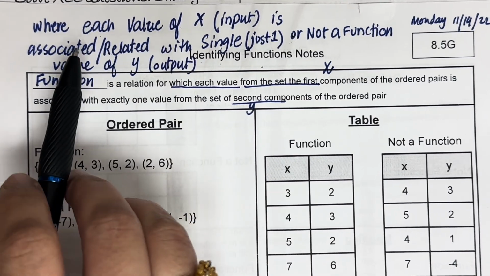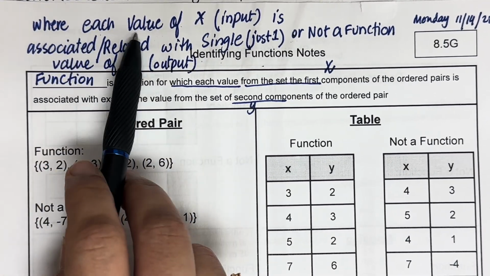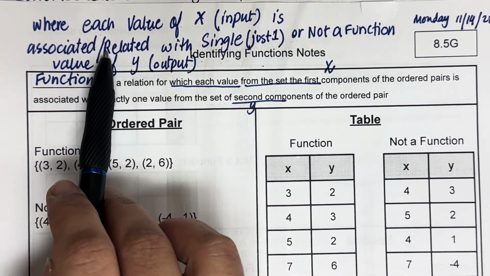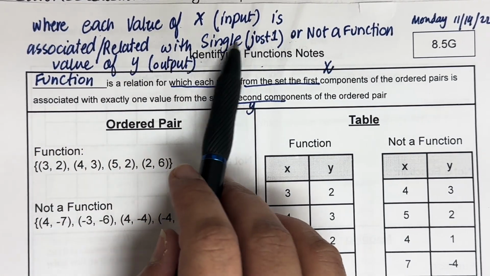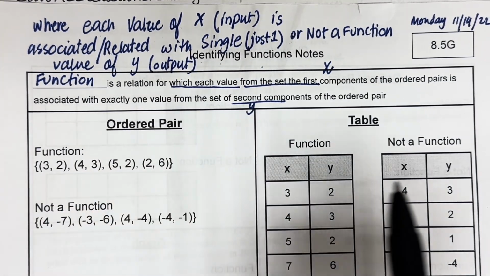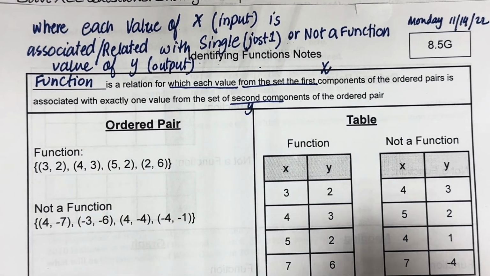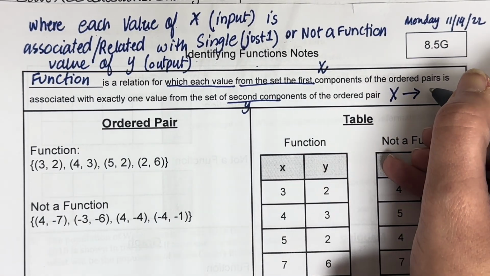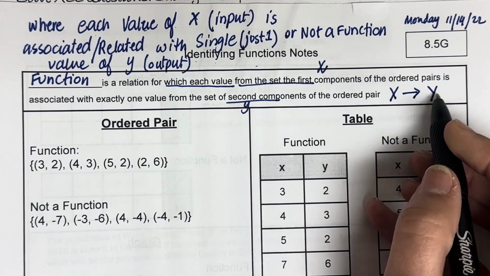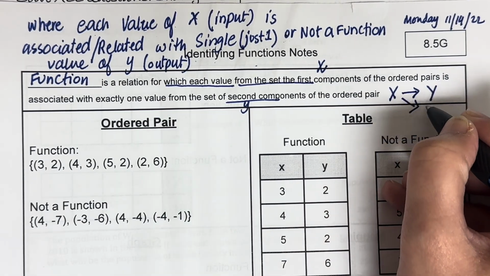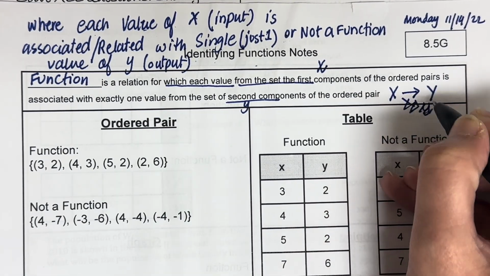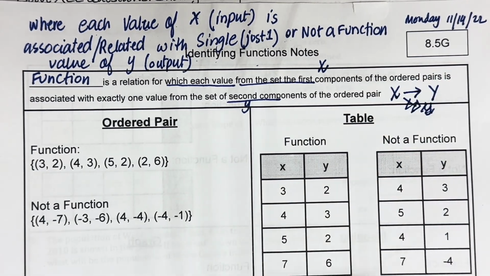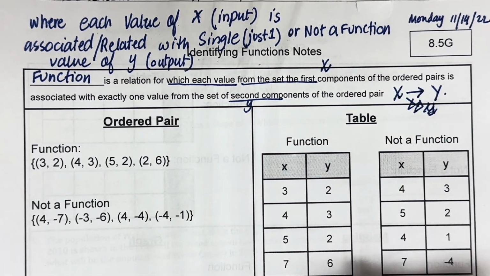This is the most important thing that you have to remember. A function is where each value of x is related or associated with just one value of y, or a single value of y. A single value of x should only be connected with one value of y. It should not go to the other value of y. That would be wrong. So each value of x should be paired with only one value of y. That is your definition of a function.